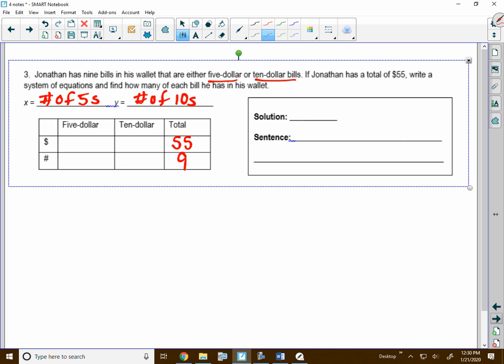How much is a $5 bill worth? $5. 5x. Okay, so $5 for each $5 bill, plus $10 for each $10 bill.